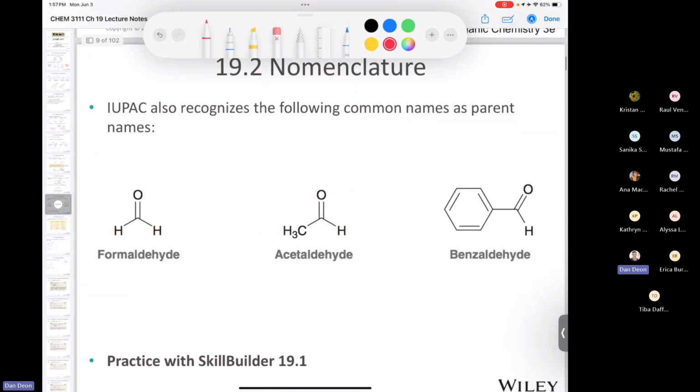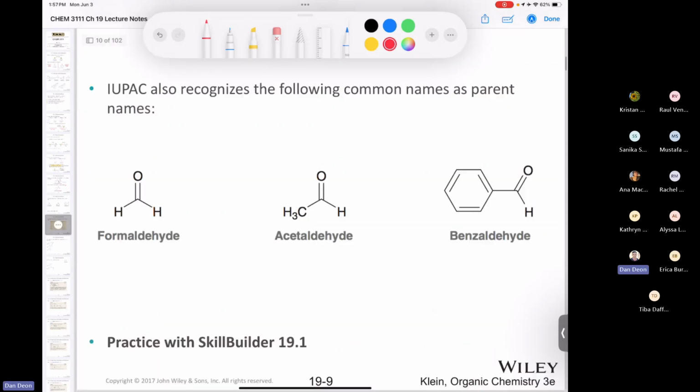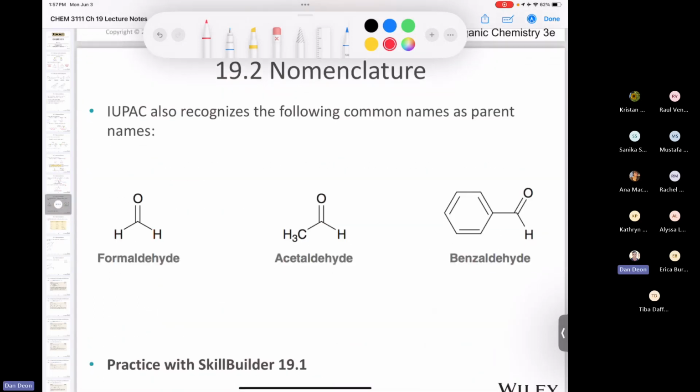Now, in terms of small aldehydes with common names, I put the table here. IUPAC recognizes common names for these aldehydes. Like if you have one carbon, instead of methane, it would be methanal, right? But it does have a common name, which is formaldehyde, and you have to know that common name. If you have two carbons, then it would be called ethanal, and the common name for that is acetaldehyde. And then we have benzaldehyde. But if you remember, you were asked to memorize this way back in chapter 17.